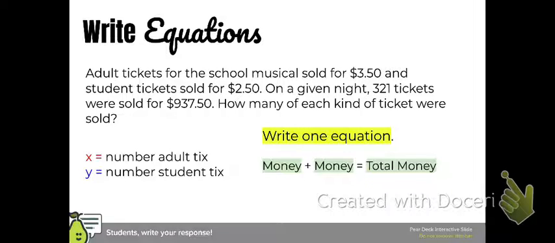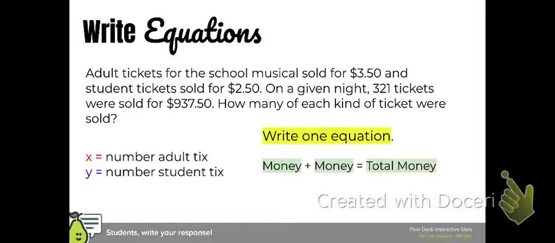The biggest thing you need to remember when you're writing your equations is the labels on each side of the equal sign need to be the same. So money plus money equals total money, for example. You see all these dollar signs in here. You want to use all of those in one equation.